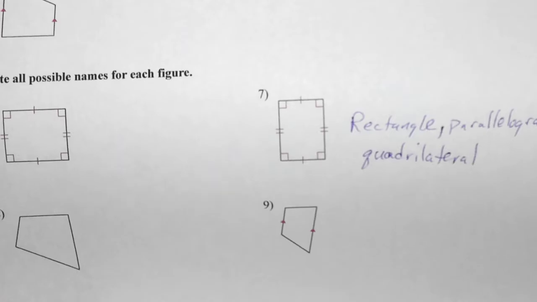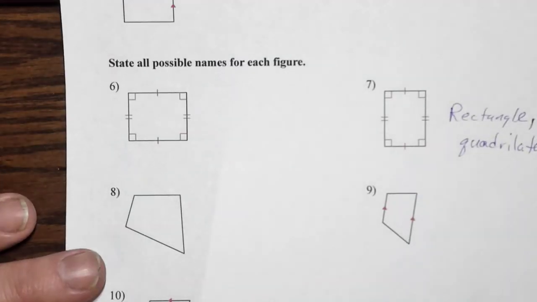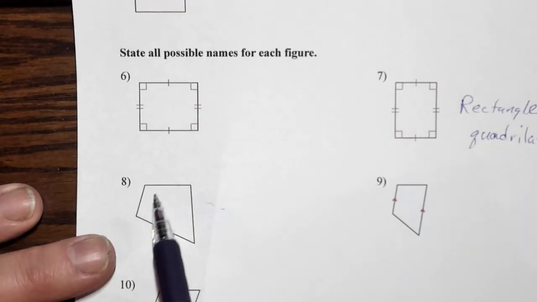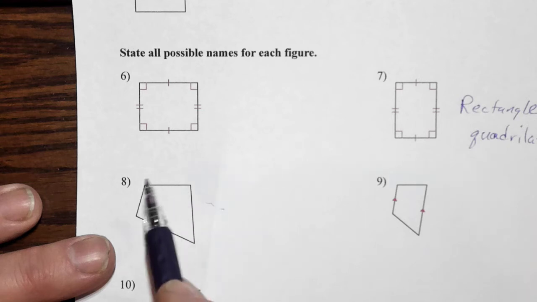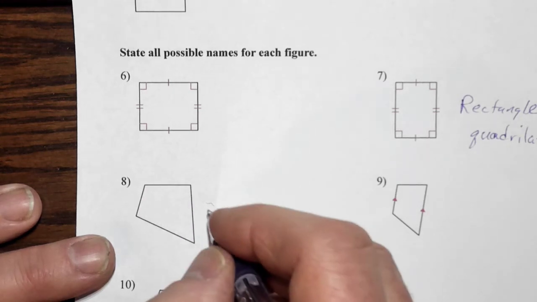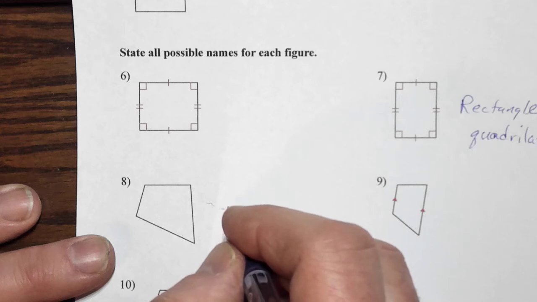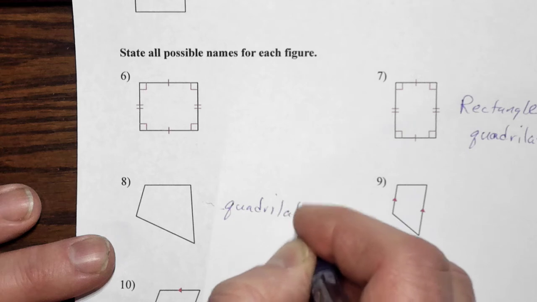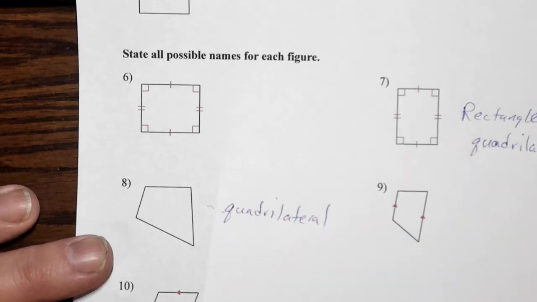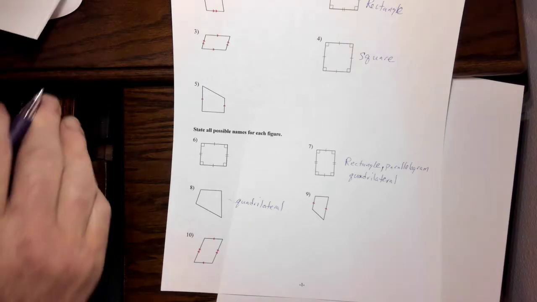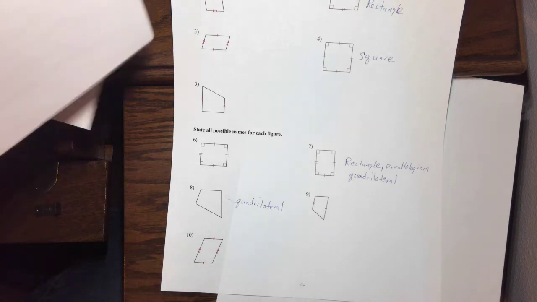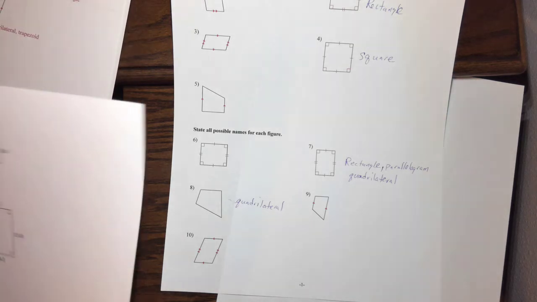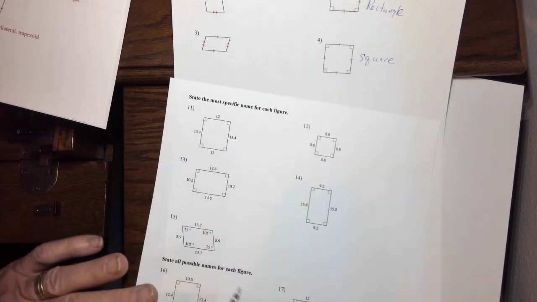We look at this example, number 8 down here. Don't know anything about it. I don't even have any parallel sides. So that one's the most general of the possible names that there are. That's just a quadrilateral. Okay. If we were to look at a couple more examples of that, now we're going to look at it with some numbers.